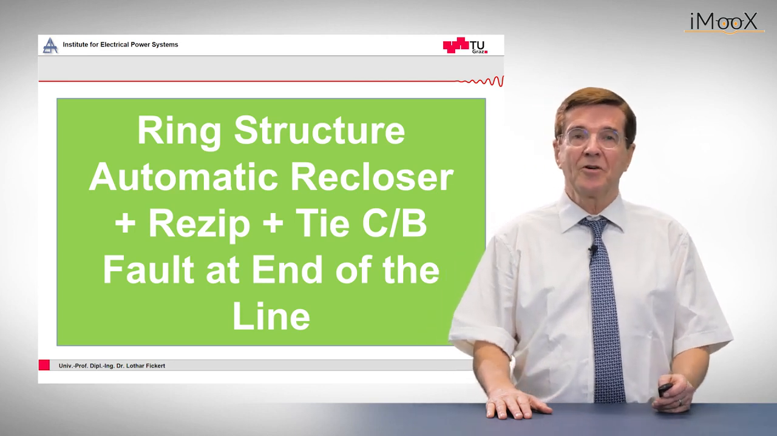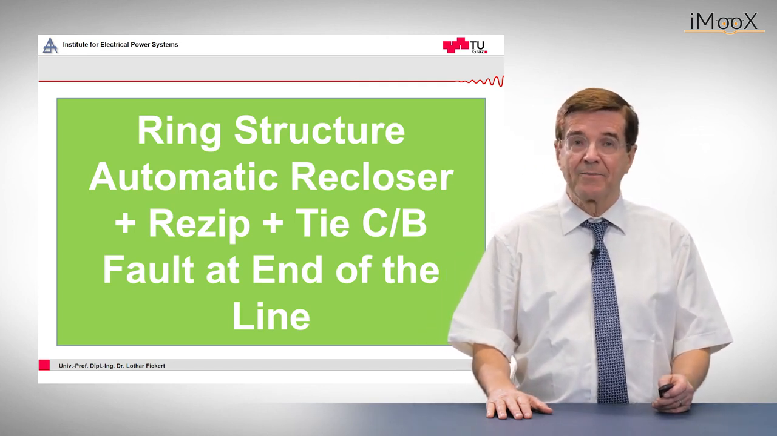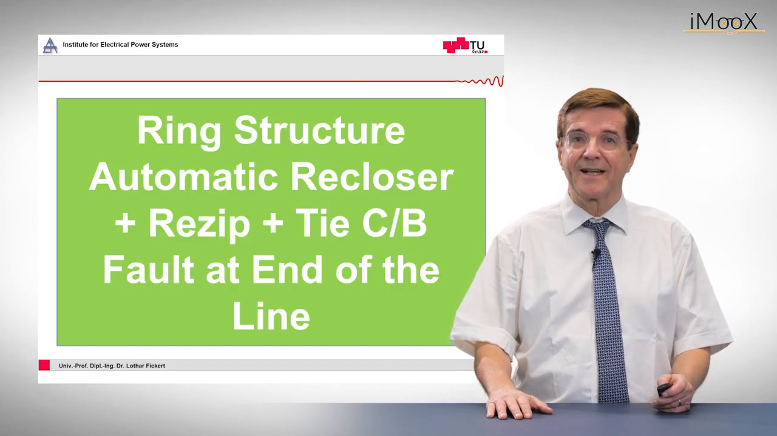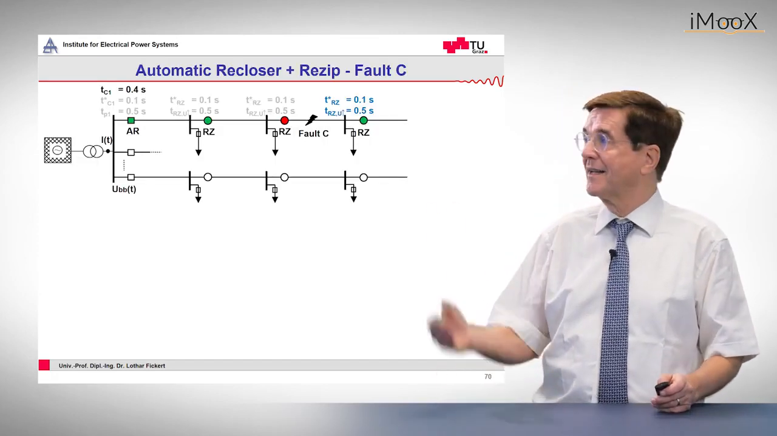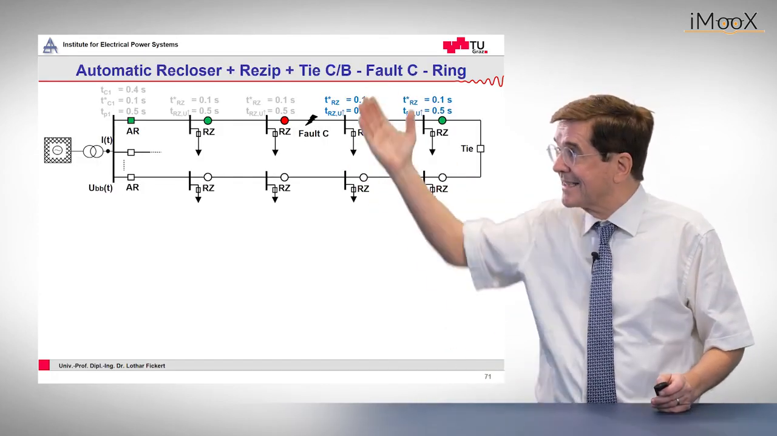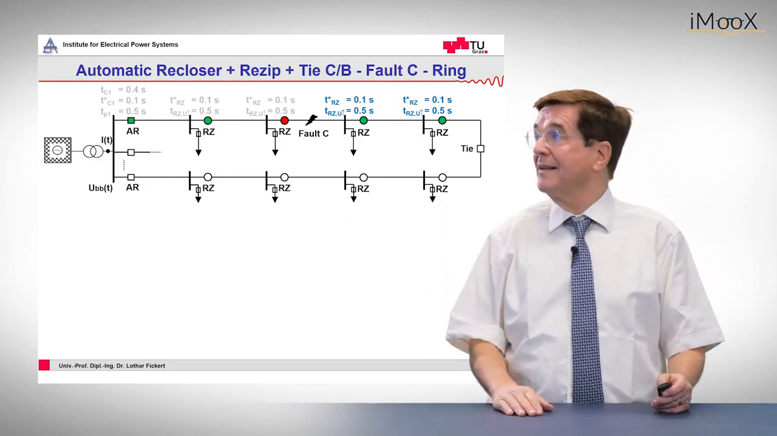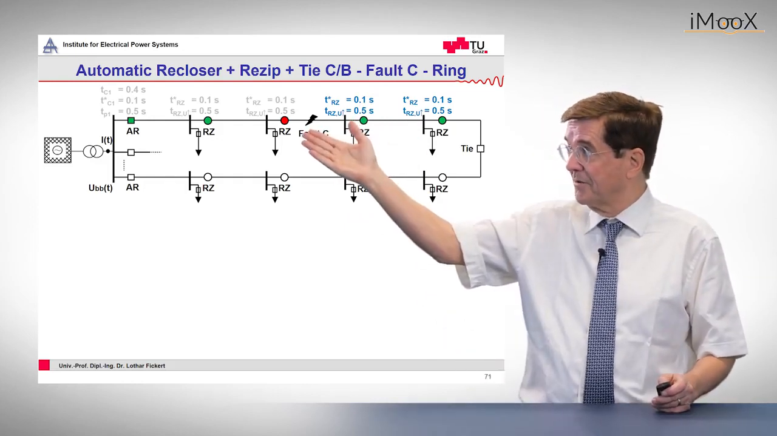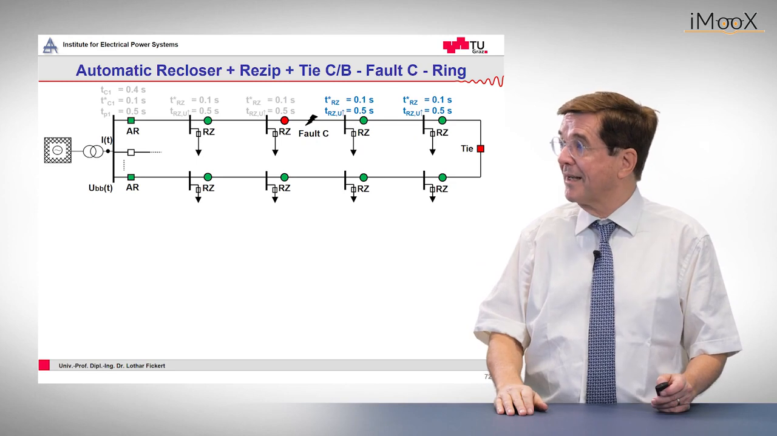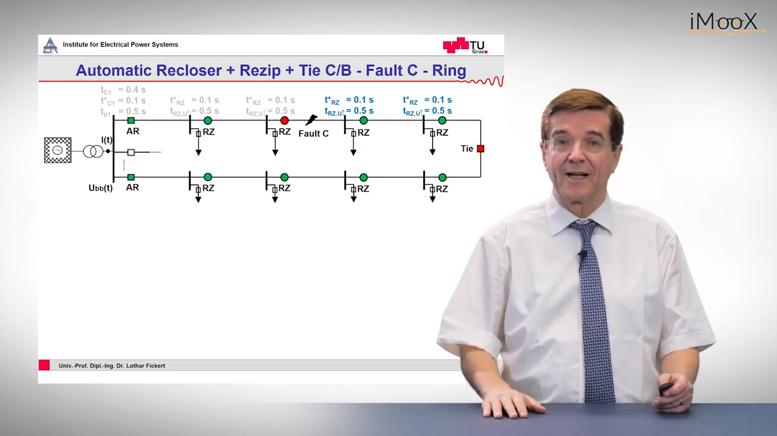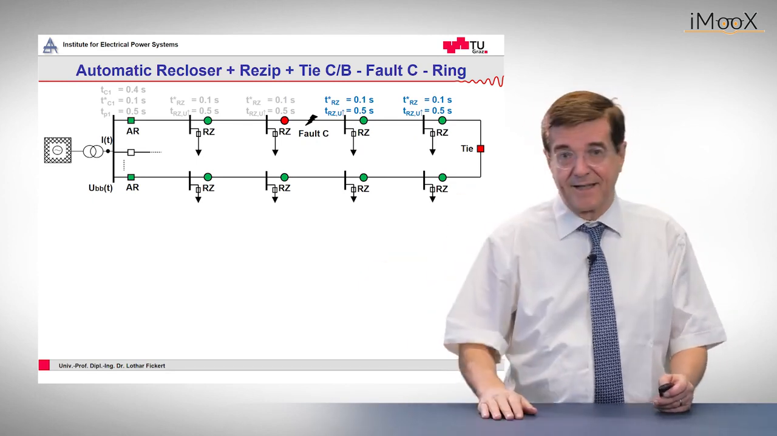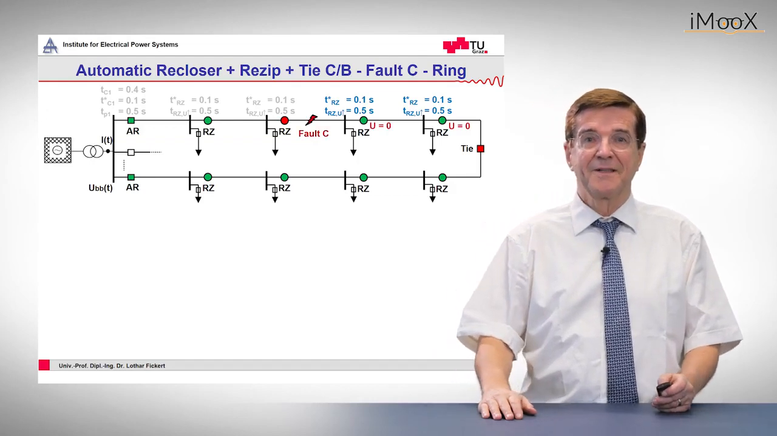But now, as you all know, such radial networks can be improved by adding tie breakers at, for example, the end of the line. And here we have such a structure. We extend it by adding a tie circuit breaker at the end of the line. And now we can energize a faulty line from the rear side. Let's see how it works.